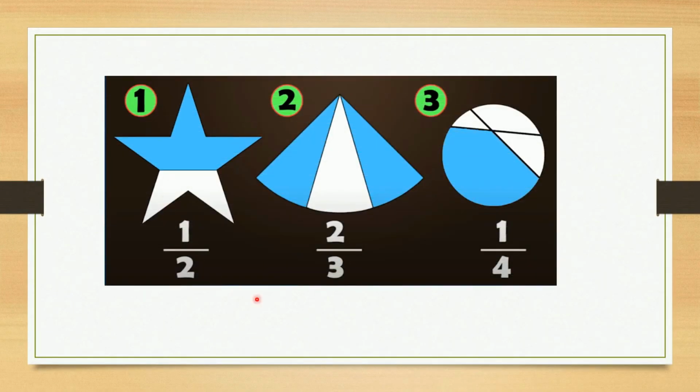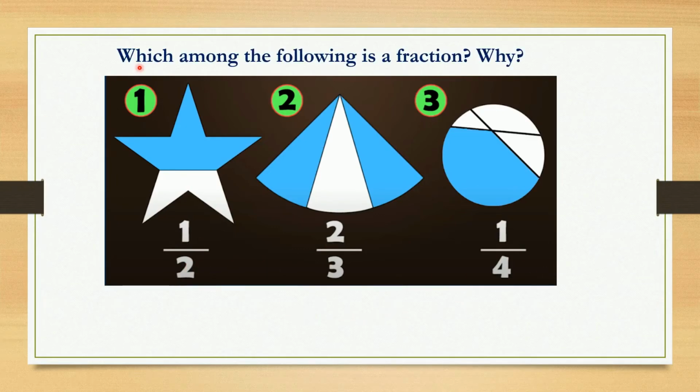Now let's observe this figure together. Here we have 3 shapes and 3 fractions. Which among the following is a fraction? Why? So let's see. Here we have a star that is divided into two parts, and they said that the colored part in blue represents the fraction 1/2. Is it correct? So let's see, are the two parts equal? We notice that this part, the blue part, is bigger than this white part. So no, this is wrong. I cannot write a fraction if the parts are not equal. So no, this is not a fraction.